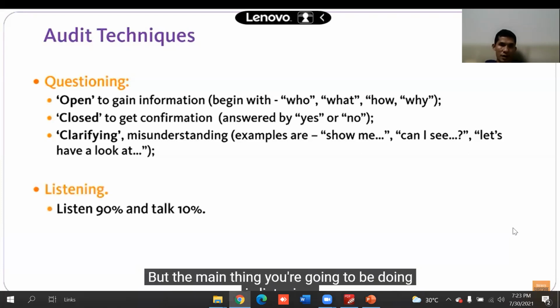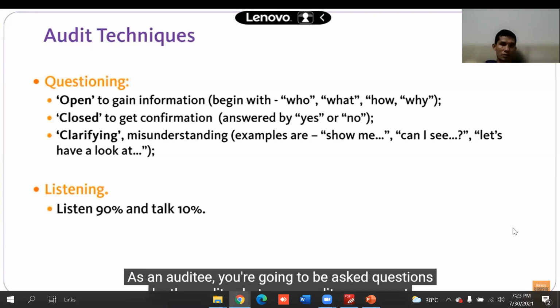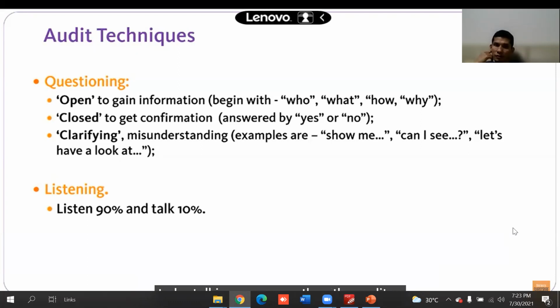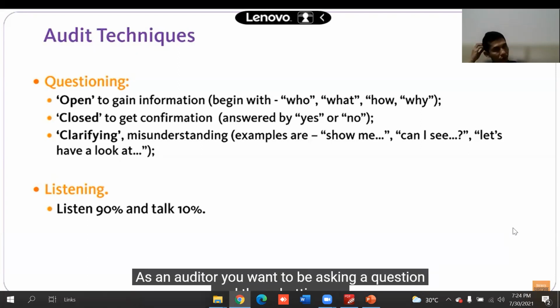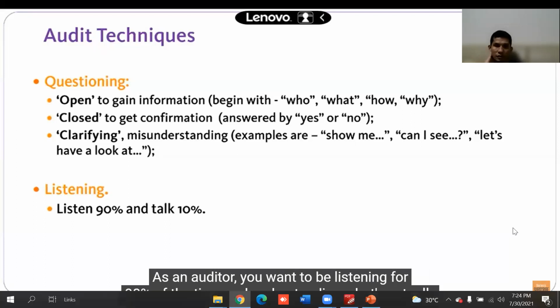But the main thing you're going to be doing is listening. As an auditee, you're going to be asked questions by the auditor, but as an auditee, you want to be talking way more than the auditor. Or as an auditor, you want to be asking a question and then shutting up. As an auditor, you want to be listening for 90% of the time and understanding what's actually going on in the process, and being very clear of what's happening. And you do that by listening.